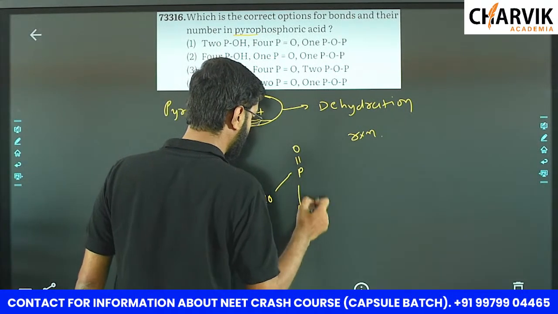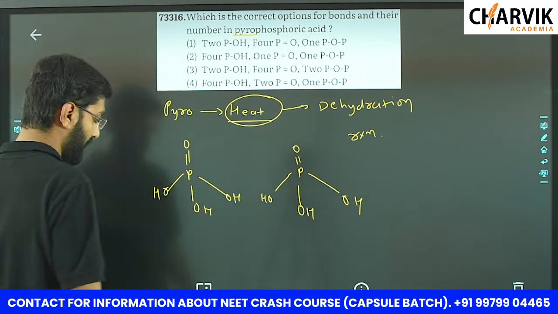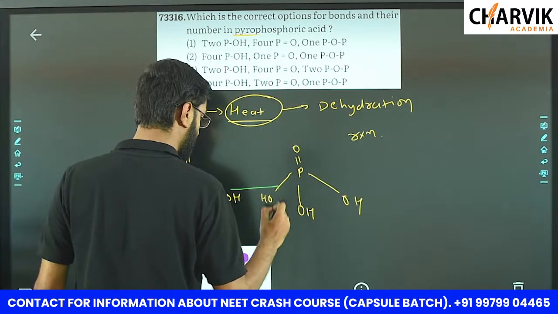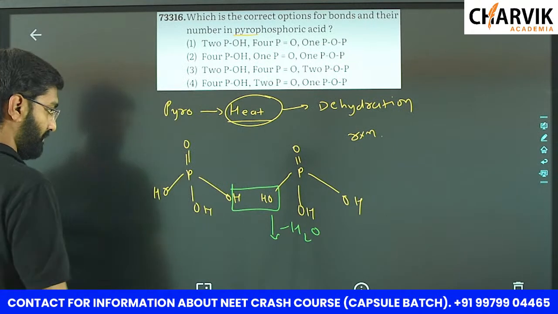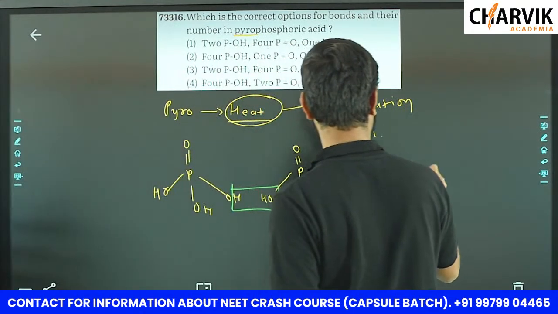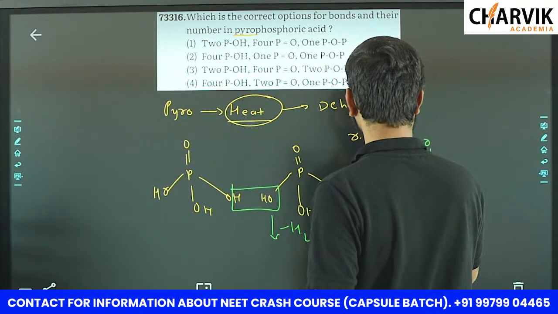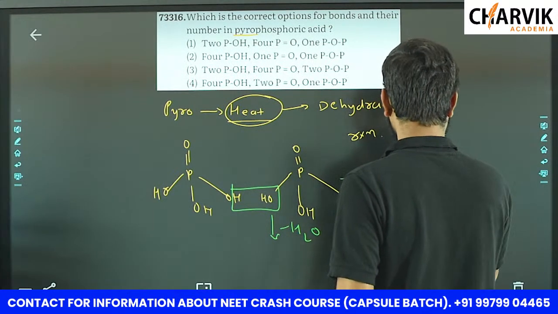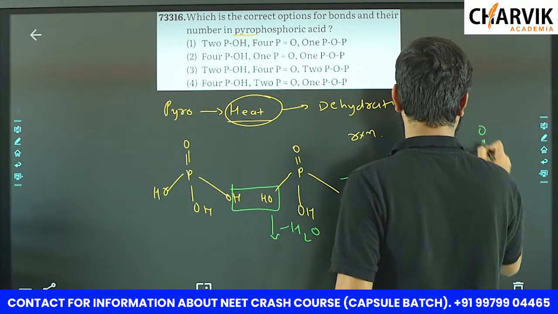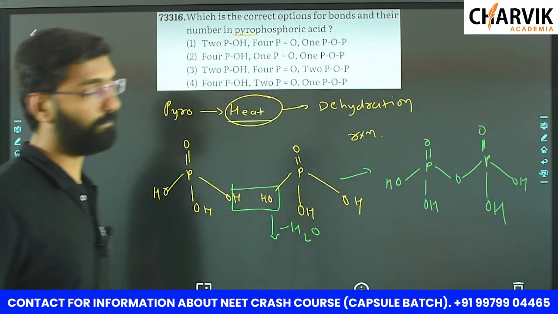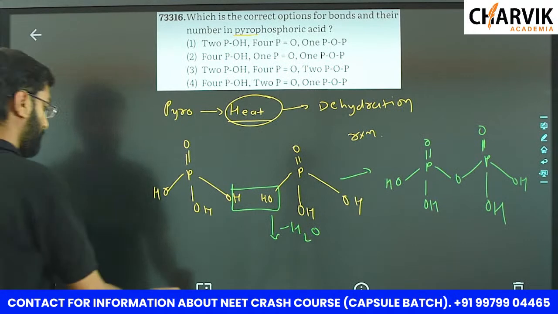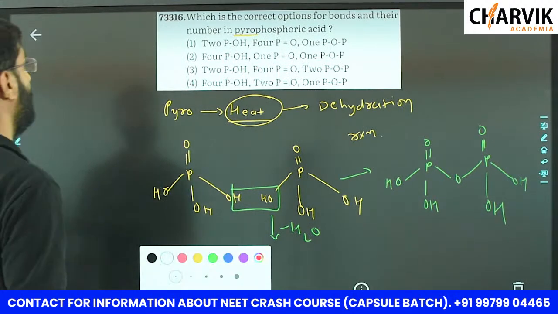We are taking here 2 moles of phosphoric acid, and by heating we release 1 molecule of H2O, right? And you will get P double bond O, OH, OH, O, P double bond O, OH and OH. This is your pyrophosphoric acid. And what is the question? Which is correct?